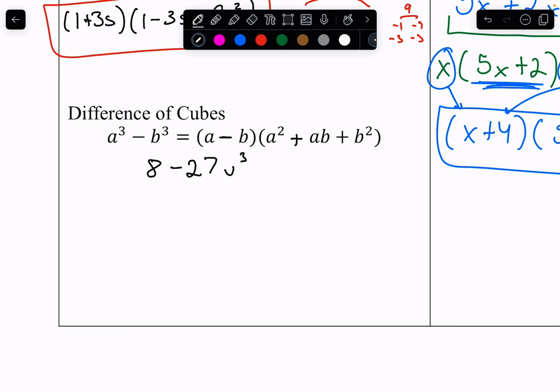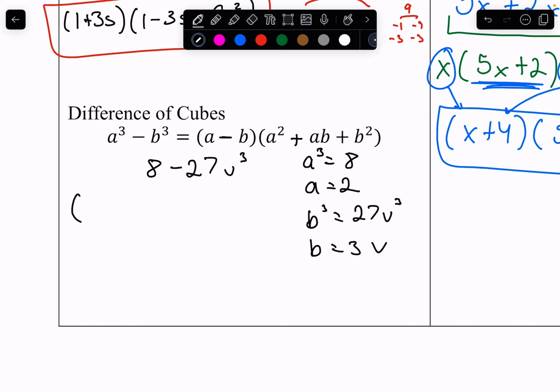We end up with a cubed being 8, which means that a is going to be, when we take the cube root of 8, we just get 2. And b cubed is going to be 27v cubed, which gives us 3v. So now we just plug all that into the formula.